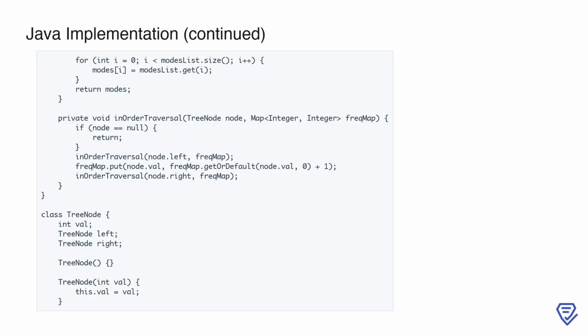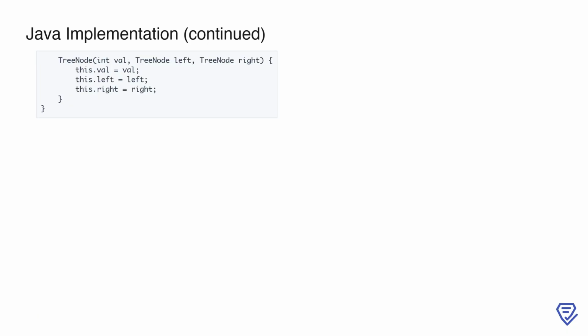This ensures that the tree is visited in order, which is crucial for maintaining the structure of a binary search tree. Finally, we define the TreeNode class, which represents the nodes in the binary search tree. Each node has three attributes: val, which holds the value of the node, and left and right, which are references to the left and right child nodes. The class provides two constructors, one that initializes an empty node and another that allows initialization of a node with a specific value. Additionally, there's a third constructor that sets both the value and the left and right child nodes. This structure allows us to create and manipulate binary search trees efficiently, which is essential for solving the problem of finding the mode in the tree.